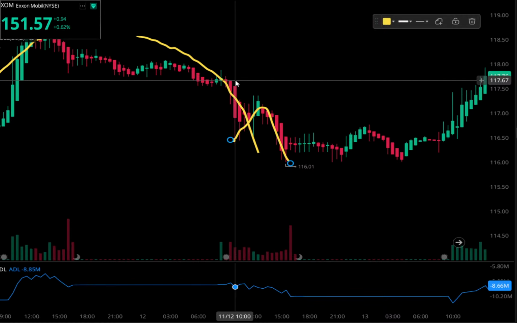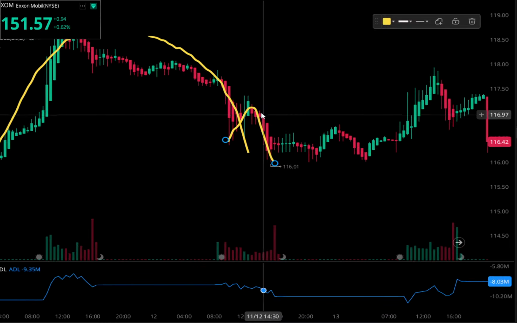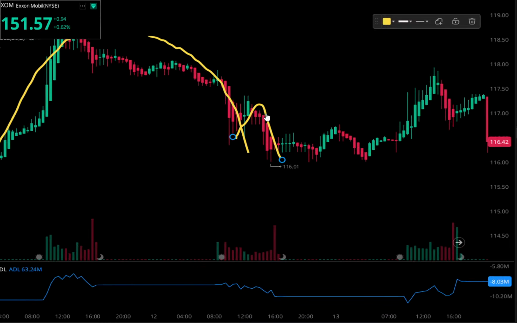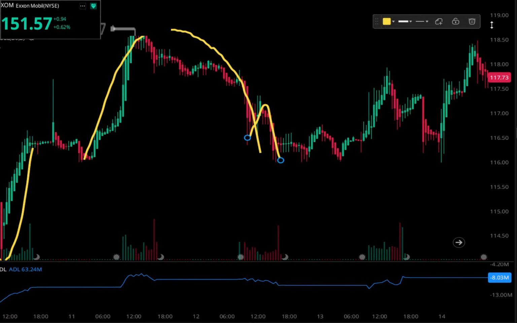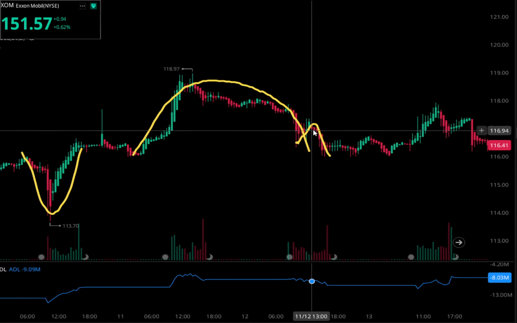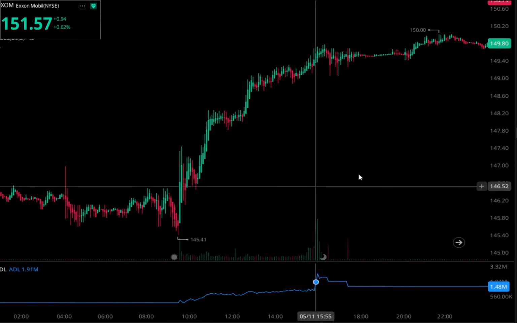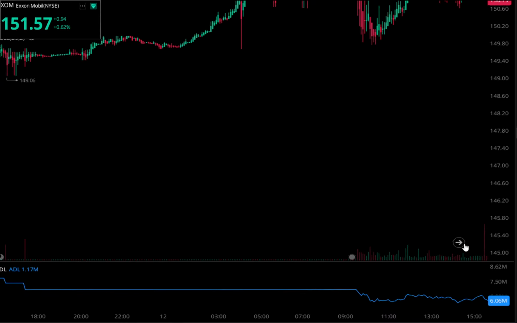So 117.67, and the downside of that session was all the way at the 116. For Exxon, that would have been a very large move to the downside. So use these cups or inverse cups. Okay, if you don't know any other structure, you can always use your cups and inverse cups.